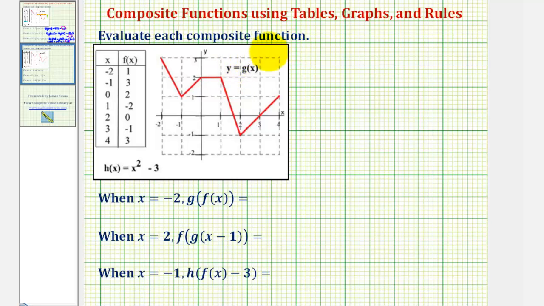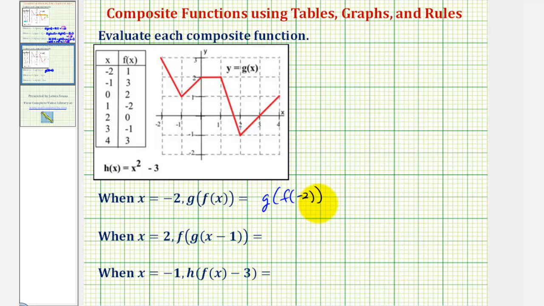We want to evaluate each composite function value given the table of values for f of x, the graph of g of x, and the function rule for h of x. In our first example, we're given x equals -2. We want to find g of f of x. And since x equals -2, this should be g of f of -2.